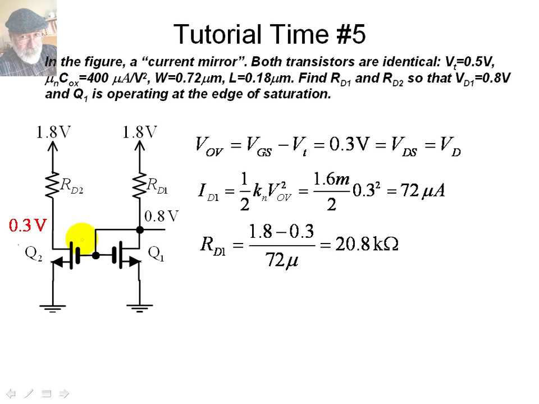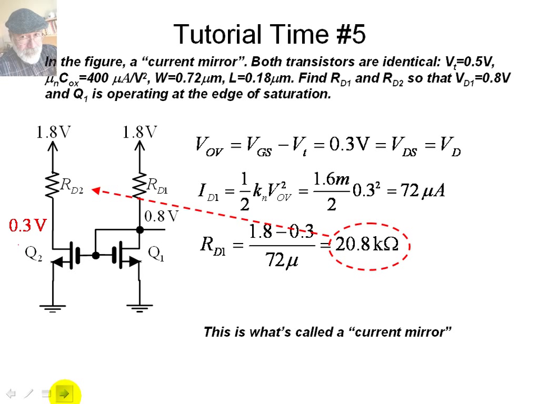Now we can compute RD2. 1.8, the voltage on the top, minus 0.3 divided by the current through, which is 72 microamps as well, is 20.8 kiloohms. This is what's called a current mirror.